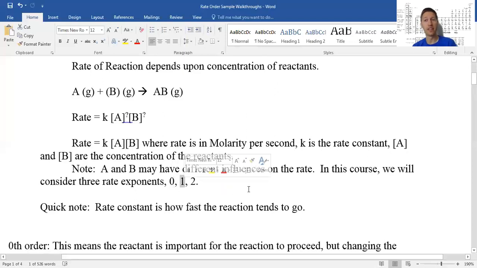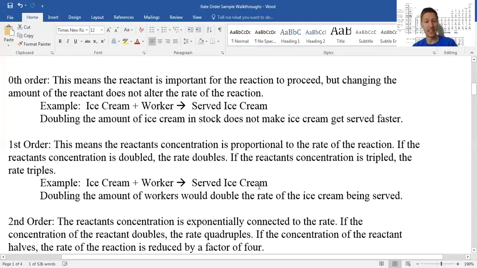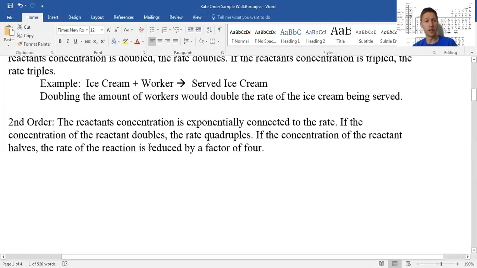1st order means it proportionally affects the rate. And 2nd order here is going to be exponential, so squared. That means that if you double the concentration, it quadruples the rate. Again, I don't have a good example for real life things here, but you can think of this like maybe 2nd order, 1st order, 0th order.